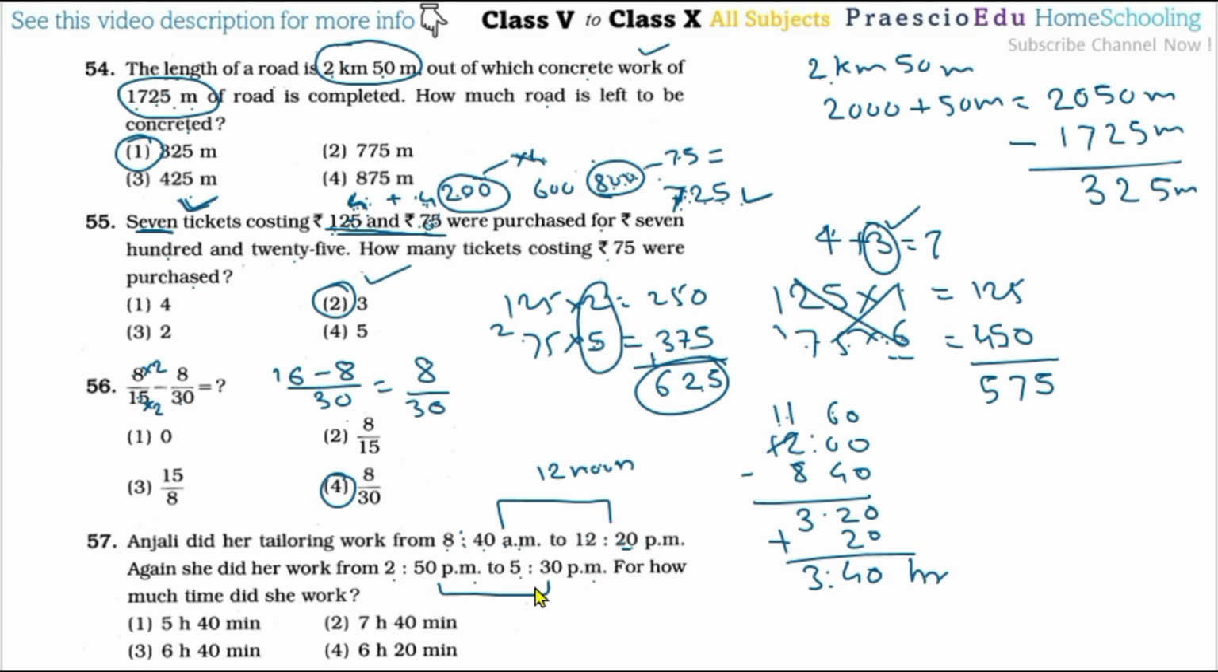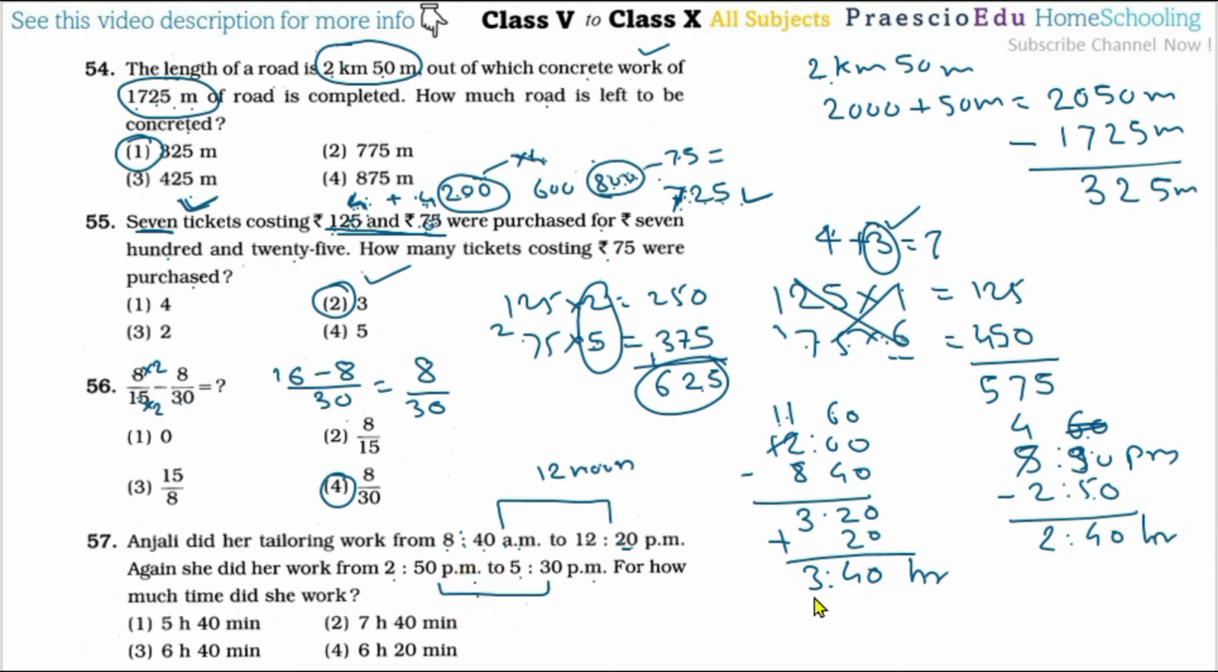Then we will find out this one. 5:30 pm minus this 2:50, that is in the same afternoon, so we can do direct subtraction. Now 30 minus 40 is not possible, so 1 hour is reduced here and added as 60 minutes. So 60 plus 30 is now 90 minutes. So 90 minus 50 is 40 minutes, and 4 minus 2 is 2 hours. So 2 hours and 40 minutes is the duration of this one.